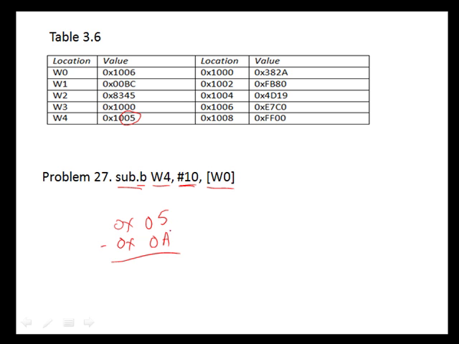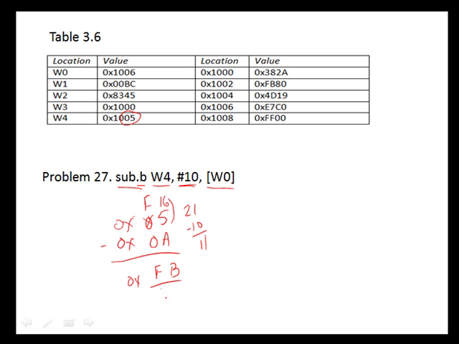So in doing the subtraction, we need to subtract 10 from 5. We've got to borrow from out here 1. That's going to leave this an F. Borrowing a 1 here is going to mean that this is going to be a 16. So 16 and 5 is going to be 21 minus 10. That's going to leave an 11. So this is going to be a B here. 0 from F is going to be F, so our result byte is going to be FB.